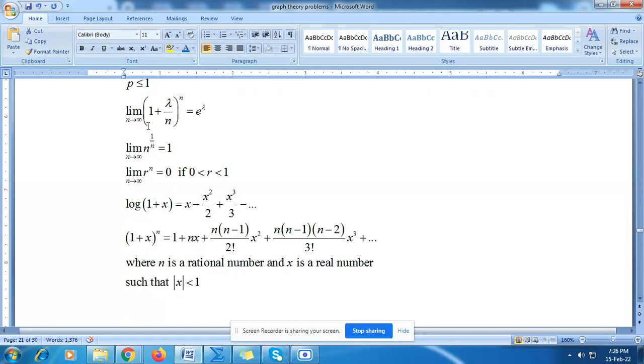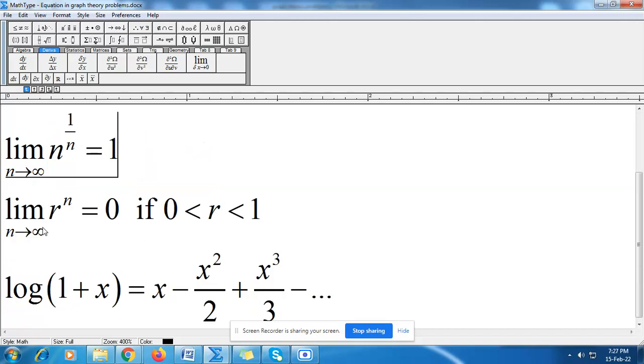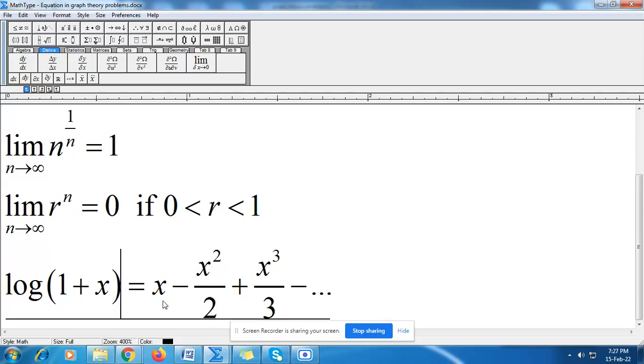Limit n tends to infinity of (1 plus lambda by n) whole power n is equal to e power lambda. Limit n tends to infinity of n power 1 by n is equal to 1. Limit n tends to infinity of r power n is equal to 0 if r lies between 0 and 1. And also remember the expansion of log(1 plus x), which is x minus x square by 2 plus x cube by 3 minus and so on.